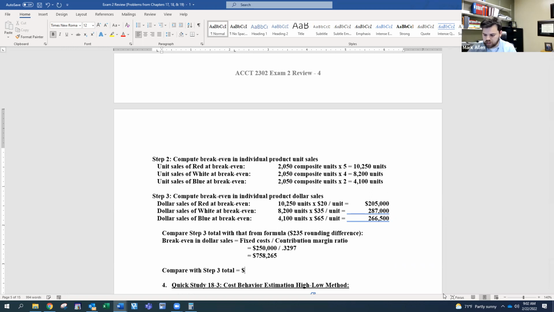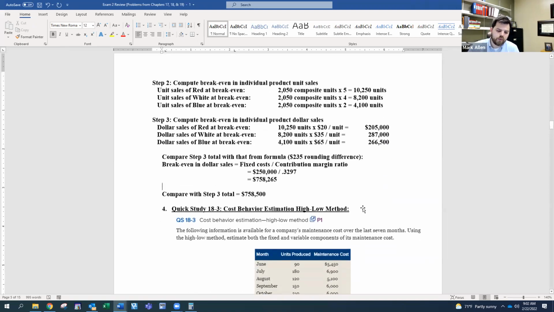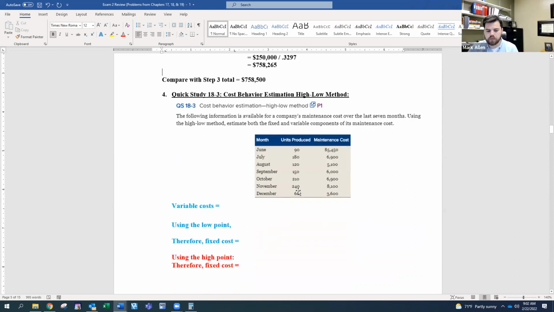Now, if you actually add up these three numbers right here, 1, 2, 3, what you'll find is that those come out to be $758,500. And it's because we, of course, had some rounding along the way in some of our computations. And so what we find is that this should work. It's just off a little bit because we ended up having to round that contribution margin ratio. But in any case, there we have it. Now, at this point, we're ready to go ahead and move on to the next piece.